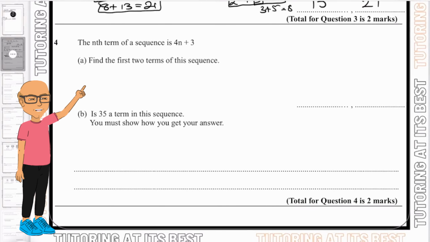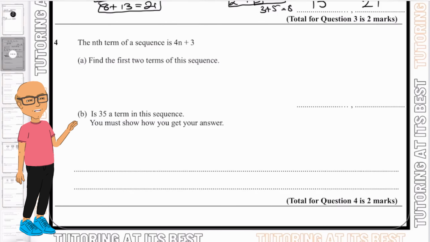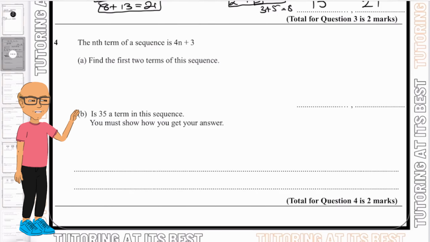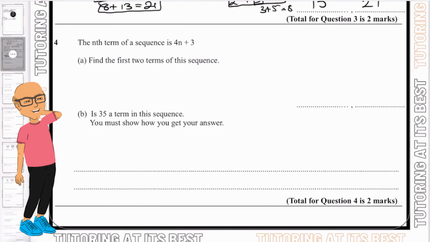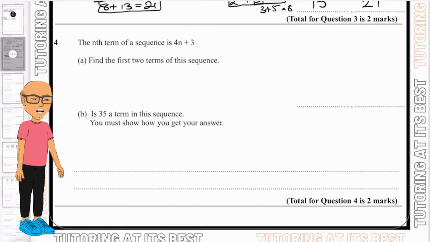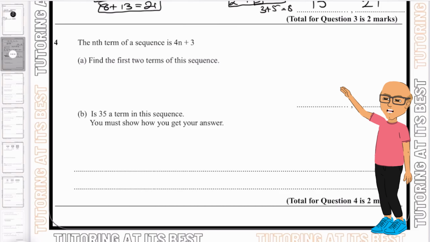So the nth term of a sequence is 4n plus 3. And we need to find the first 2 terms of this sequence. So now we've gone to the nth term. So what is the nth term and what does it mean? Well, if the nth term of a sequence is known, it is possible to work out any number in that sequence. So let's go ahead and take a look at how we would approach this particular question.